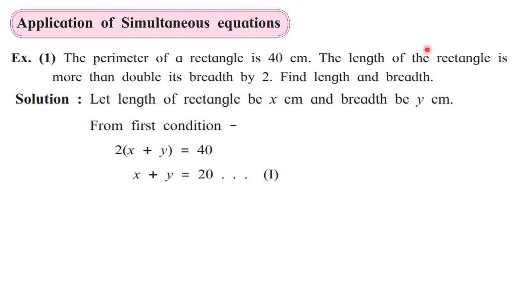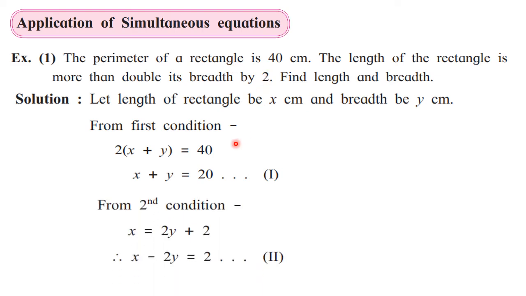So how will we frame the equation? Here we will write x. Is stands for equal to. And more than double its breadth. Double breadth, breadth means what? 2y. And more means plus 2. Okay. So this way we are going to frame the second equation.